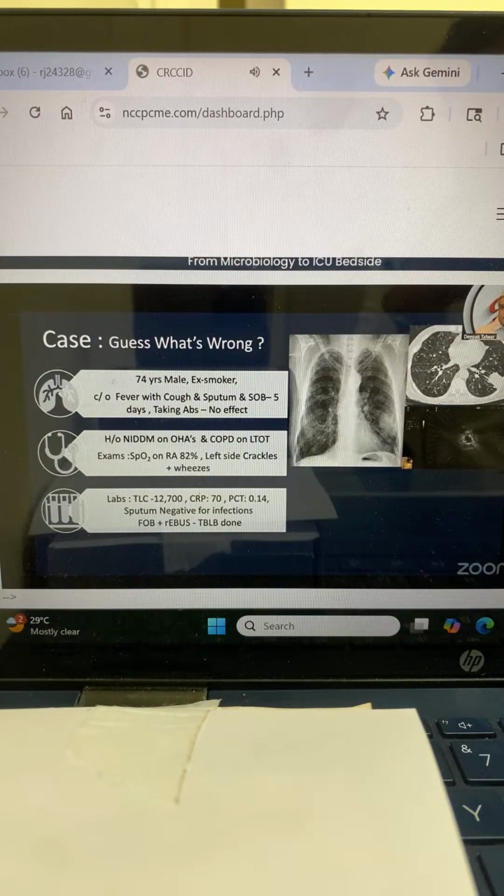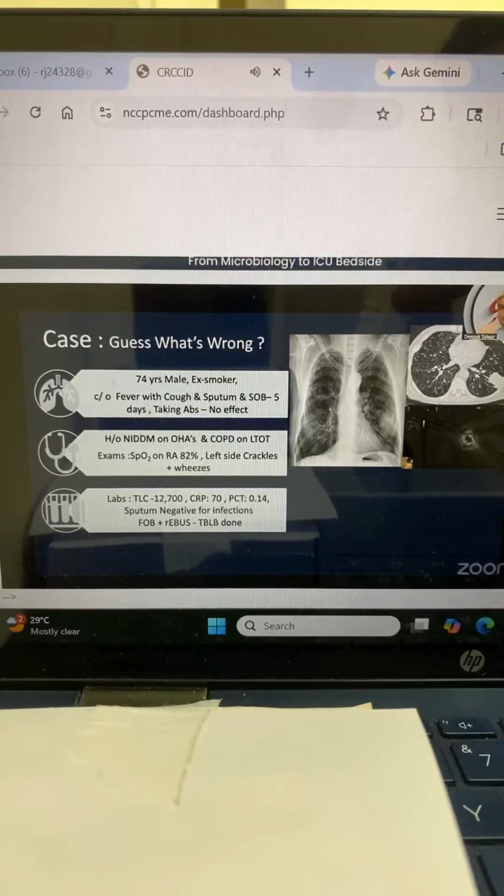This other patient is very interesting: a 74-year-old ex-smoker, again fever, cough and sputum for 5 days, diabetic, COPD on LTOT, saturation 82%, crackles on the left side.